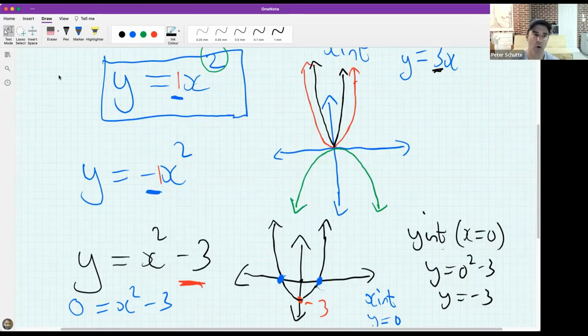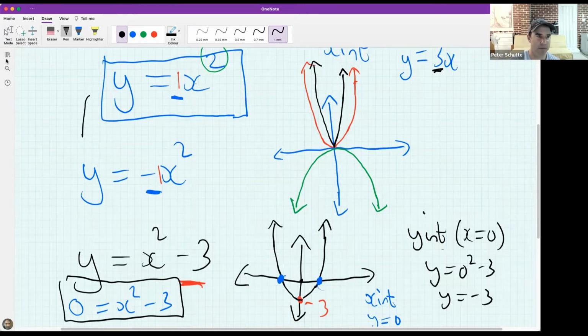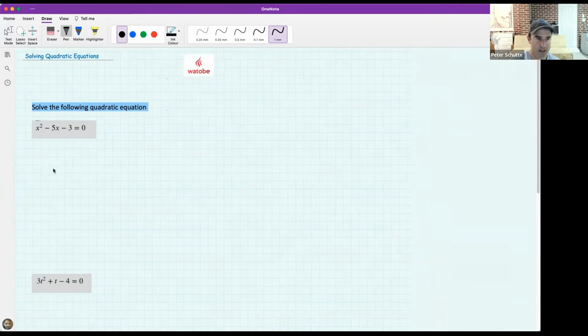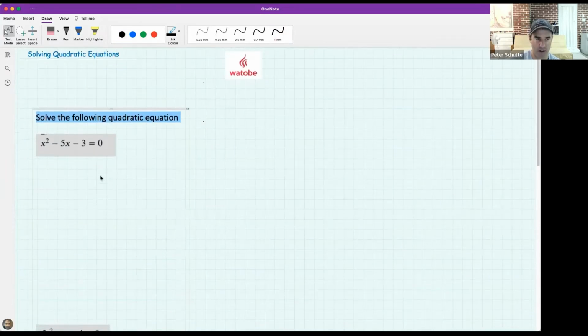Now, what we're going to do is start with practicing solving quadratic equations, because in order to find x-intercepts quickly, you need to be able to solve equations like 0 equals x squared minus 3. And to do that, I would recommend using something called the formula. So let us look at a little bit of practice about quadratic equations.